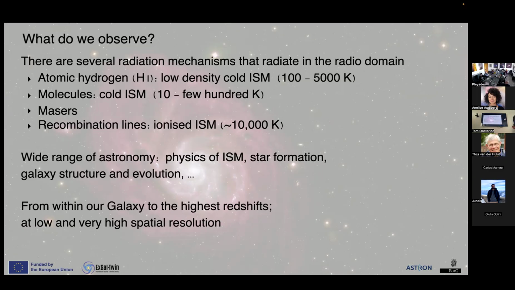And of course, it's a wide range of astronomy that you can do. Physics of the ISM, star formation, galaxy structure, evolution. And in principle, from within our galaxy, so really local, and in principle to the highest redshift. So like in particular ALMA, you can detect galaxies easily at redshift 4, 5, 6, 7 in molecules. Not in HI, unfortunately, but in the molecules you can. And also at very low resolution, say arcminute resolution if you want, to very high spatial resolution. The highest spatial resolution, say micro-arcsecond resolution, is achievable in the radio domain.